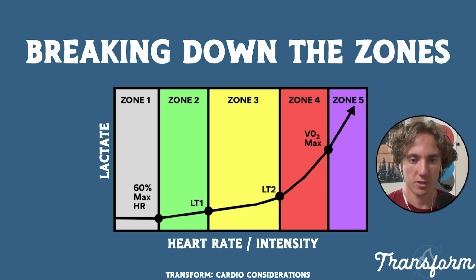Zone 2 is your first lactate threshold. Essentially, that's where you start producing lactate at a more than normal rate. When you're at rest, you shouldn't really be producing much lactate or lactic acid at all. Lactate threshold 2, LT2, is zone 3, where you're producing more lactate, and you can sustain this for a shorter period of time. So LT2 is about 4 millimoles per liter. You don't really need to worry about that.